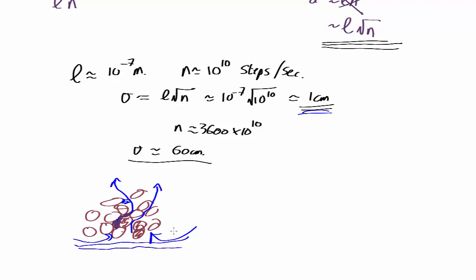Okay, so that's diffusion. How does this factor into the limits on the human body?